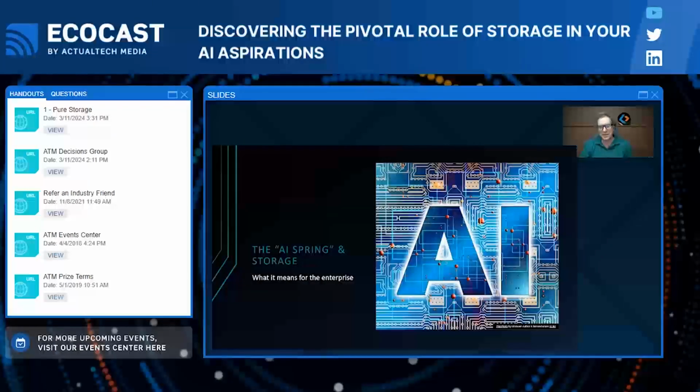Thanks, Keith. I'm excited to have the opportunity to talk about AI and storage for the enterprise. What I'd like to do is step back from the storage question at first and just try to break down what the enterprise is doing with AI right now. Then we'll come back and layer storage into the conversation.